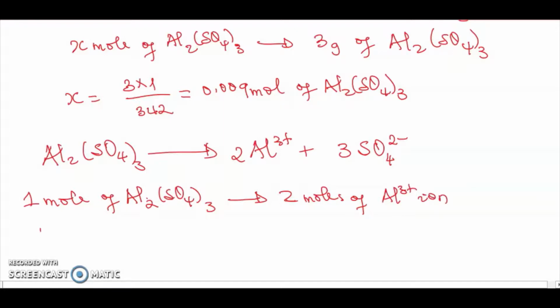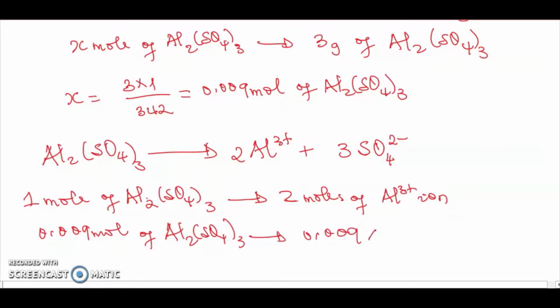So 0.009 moles of aluminium sulfate will contain 0.009 multiplied by 2, and that gives us 0.018 mole of aluminium ion. So did you get that right?